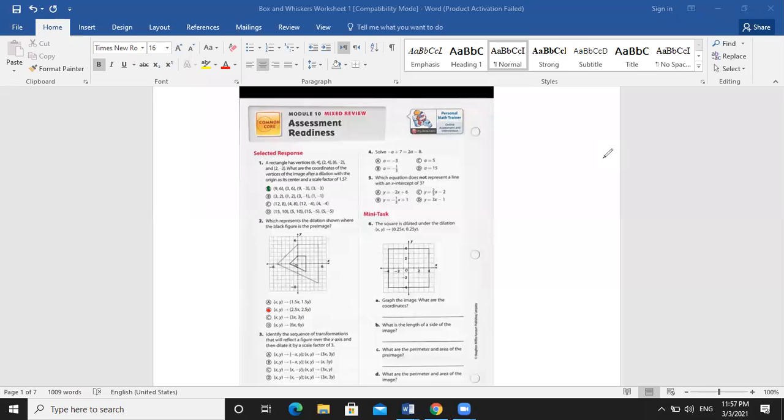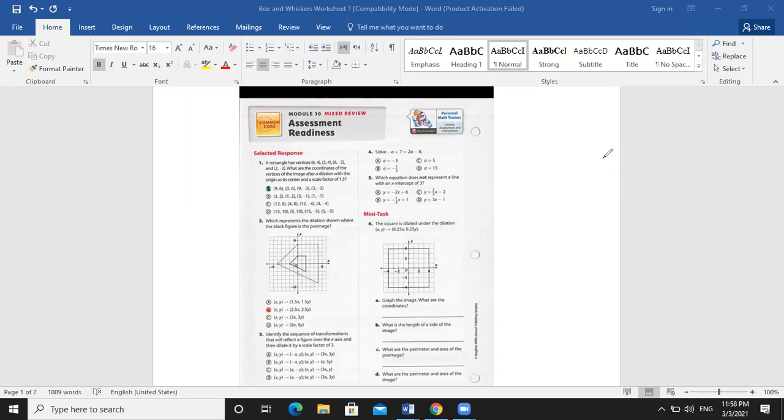Question number 3. Adam, you can join us? Yes, go on. Question number 3. Identify the sequence of transformations that will reflect a figure over x-axis and then dilate it by a scale factor 3. Which choice will be the right answer?